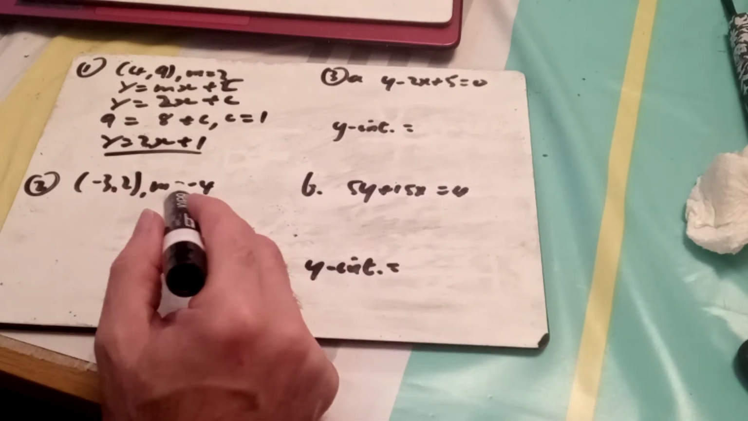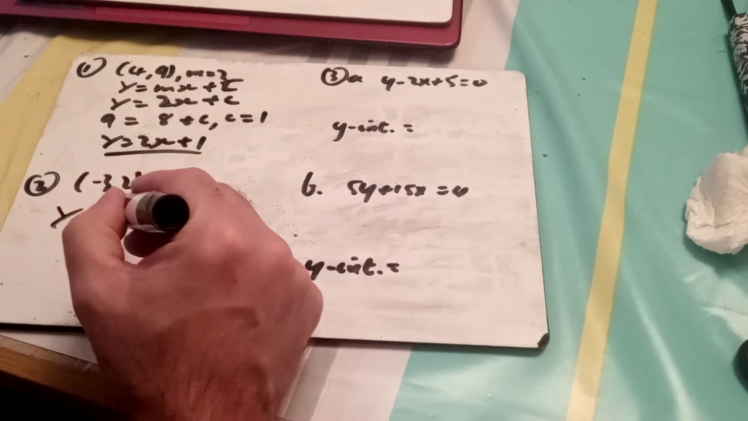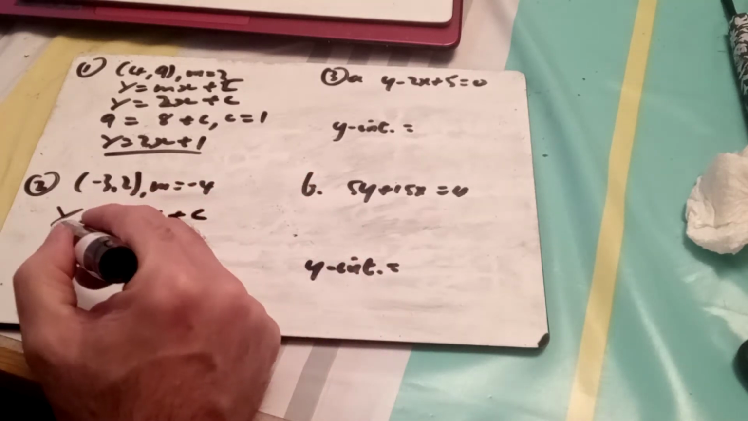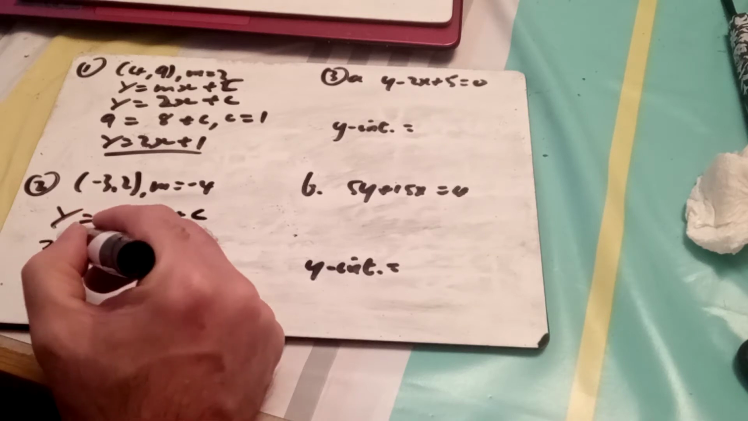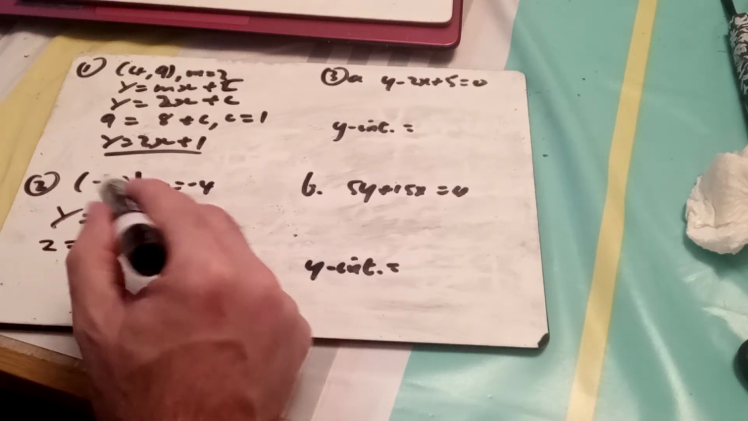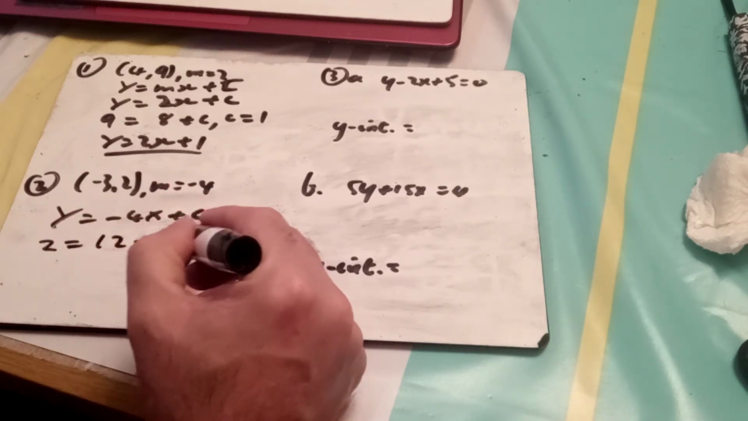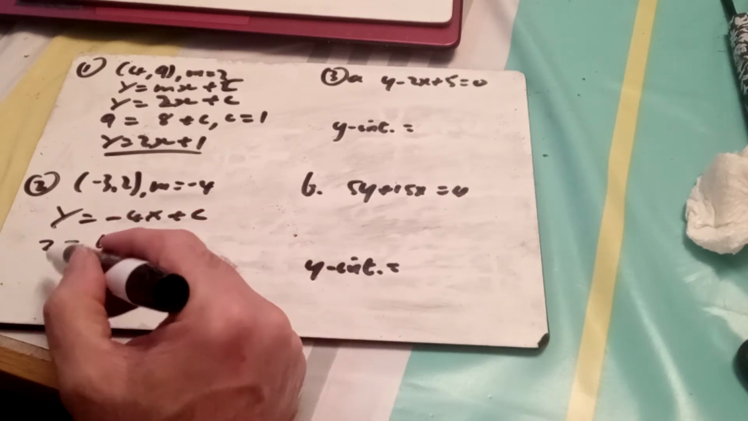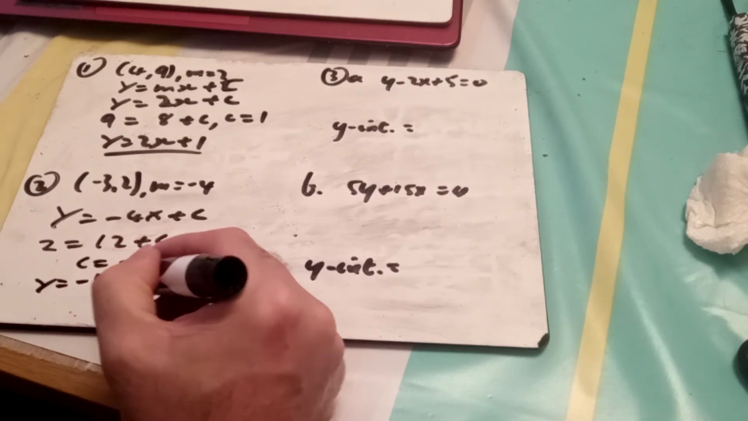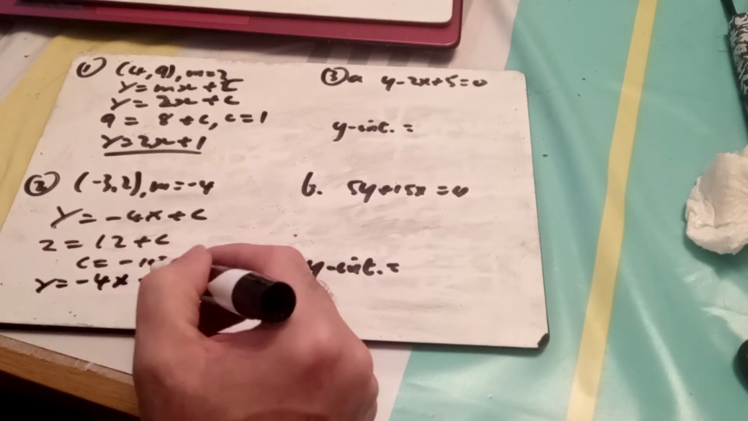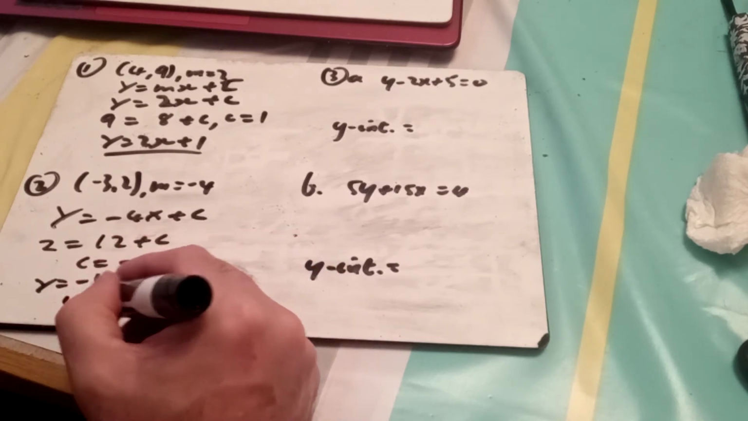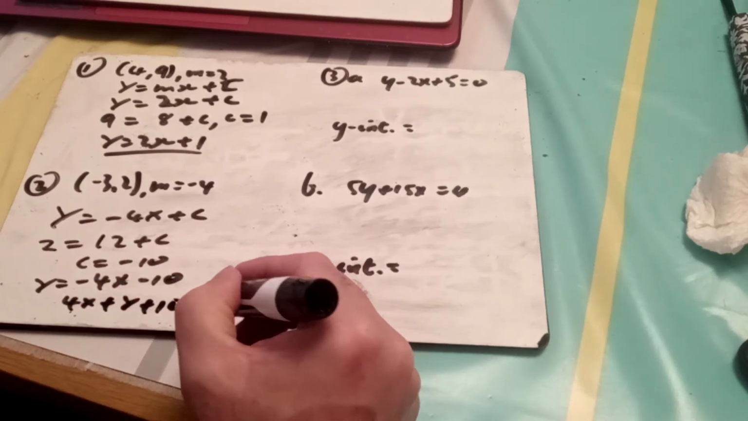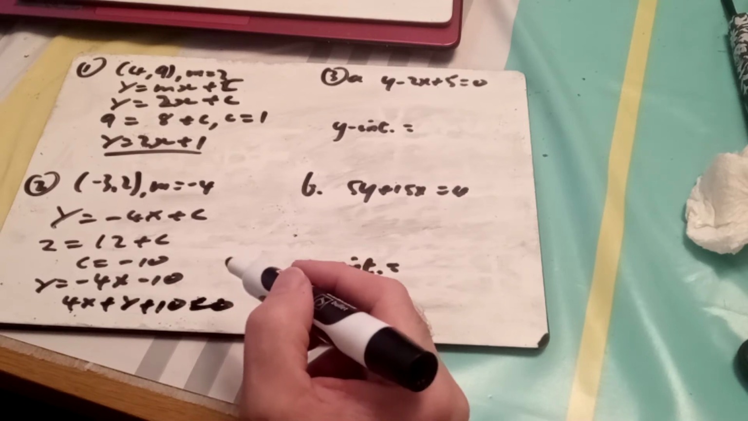For the second one, similar sort of thing, I'm going to go y equals minus 4x plus c, sticking y is 2 when x is minus 3, minus 4 times minus 3 is plus 12, plus c, so c is 2 minus 12, c is minus 10, and y equals minus 4x minus 10. I don't like all those minuses, I could have written it as 4x plus y plus 10 equals 0. There's nothing wrong with that at all.